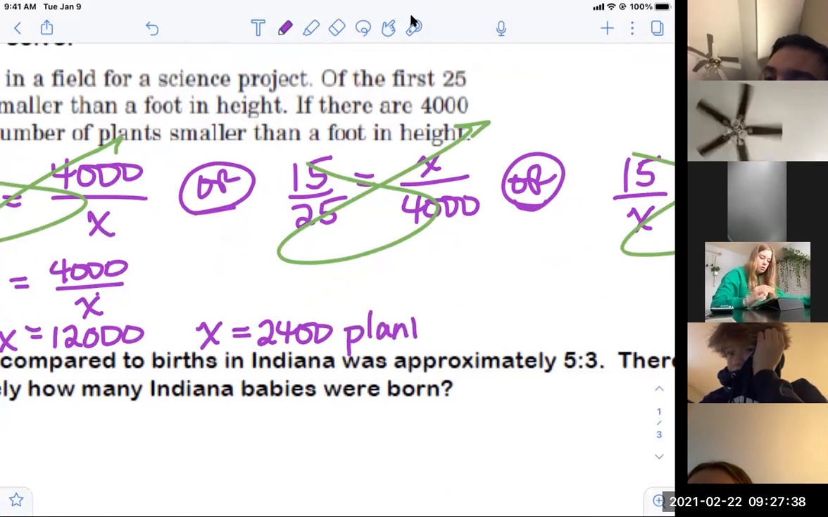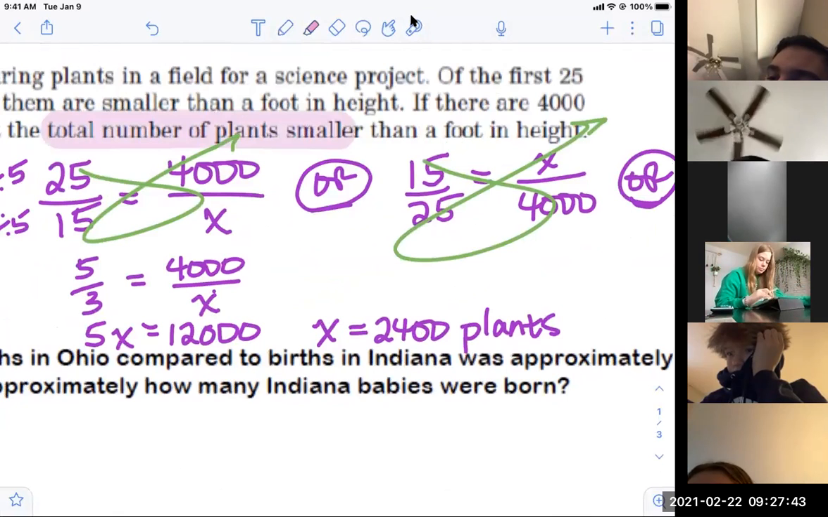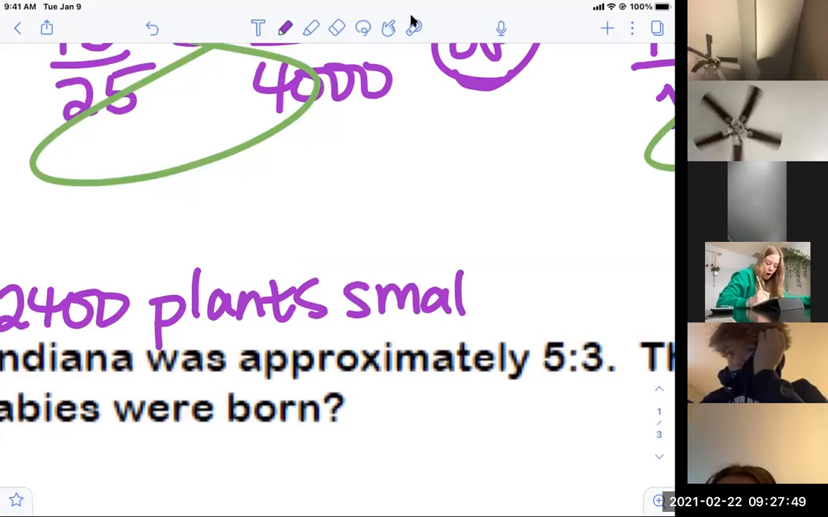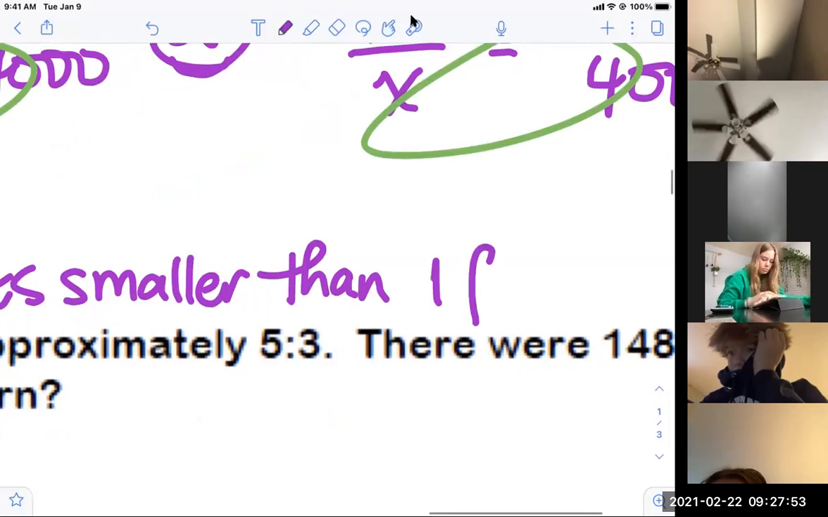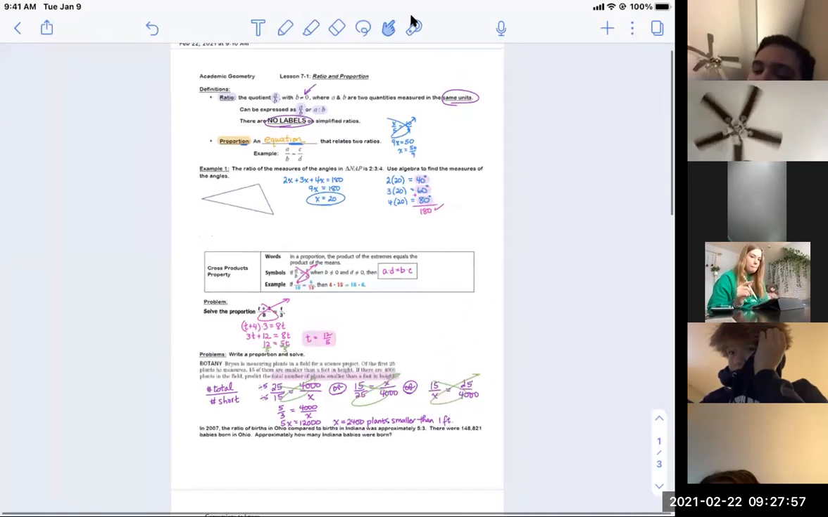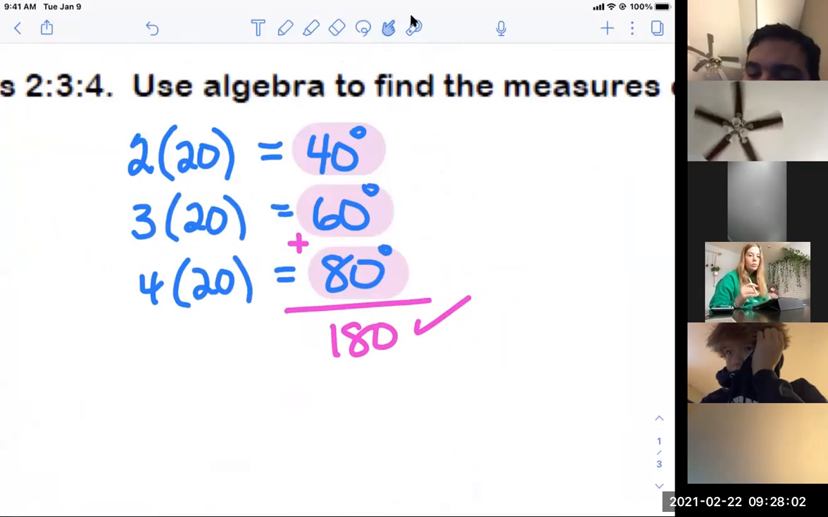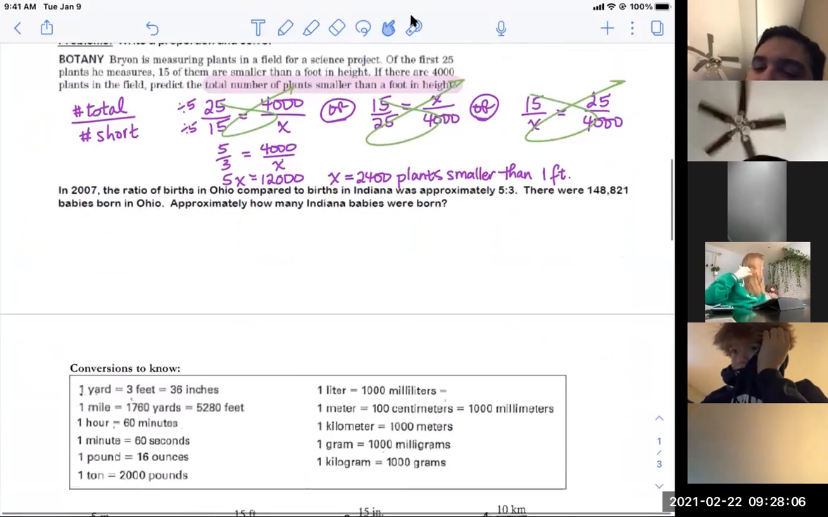And the reason you know that is because that's what it asked you to find, right? It said find the total number of plants smaller than a foot in height. 2,400 plants smaller than 1 foot. Now, on the last word problem that we did up here, there's a label on that, right? Those are degrees. So, find the measures of the angles, the degrees is your label on that.